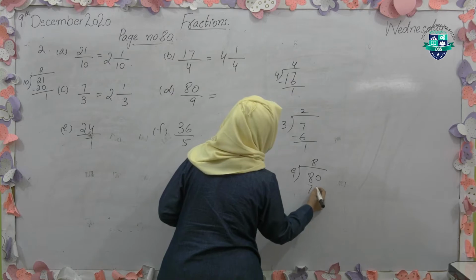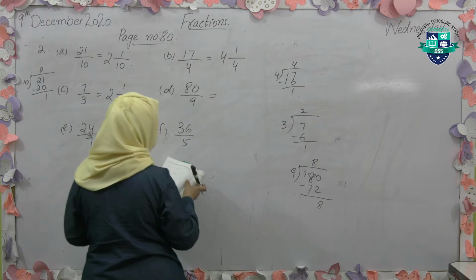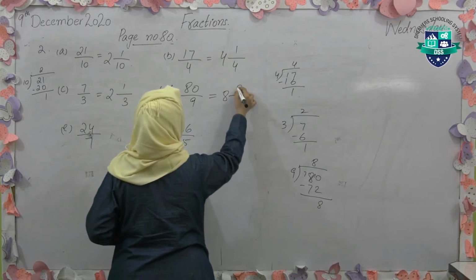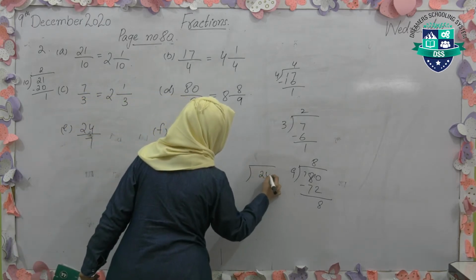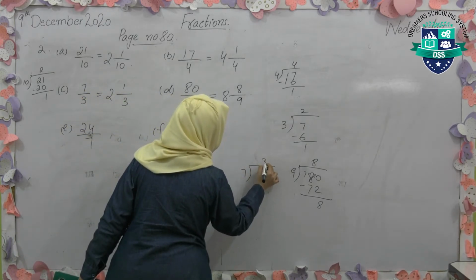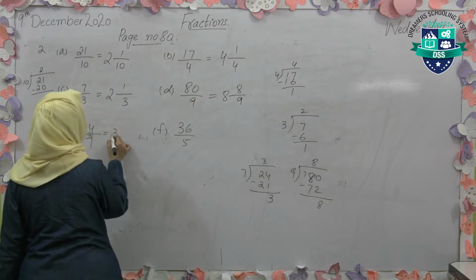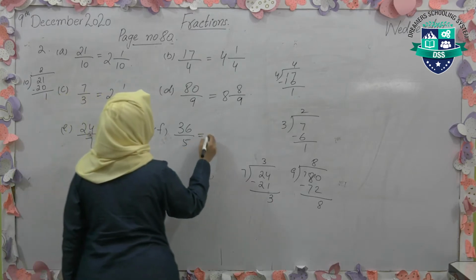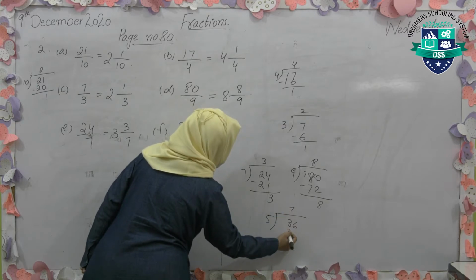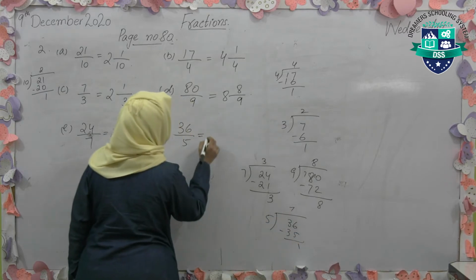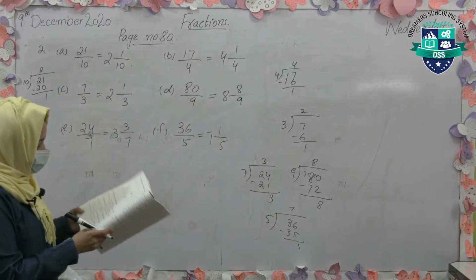9 8s are 72. 8 whole 8 by 9. 24 by 7. 7 3s are 21. 3 remainder. So 3 whole 3 by 7. 36 by 5. 5 7s are 35. 1 remainder, 7 whole 1 by 5 is the answer.